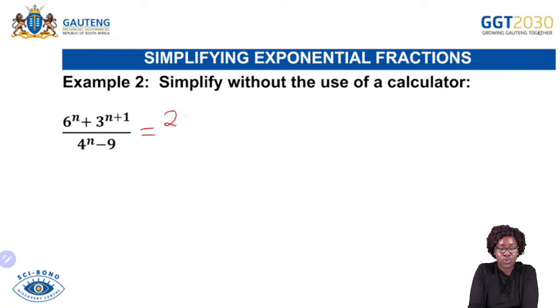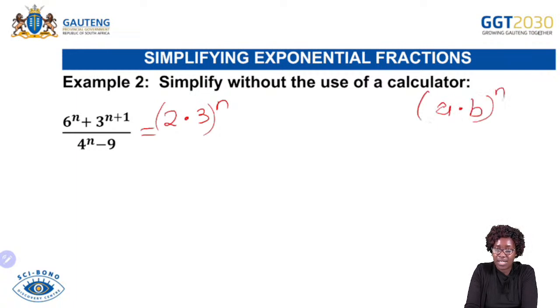We know that this is 2 multiplied by 3, and we raise this to the power of n. Both of them are raised to the power of n. We are applying our law of exponents in reverse again. You remember when we have a multiplied by b raised to the power of n, we can simply write this as a times b to the power of n. So I have split these two.